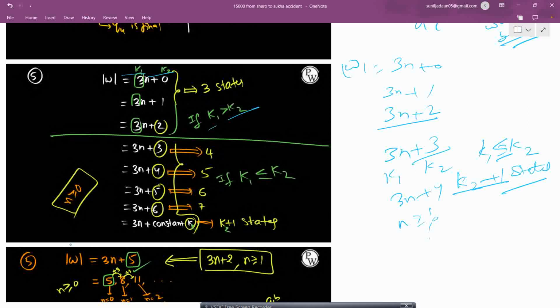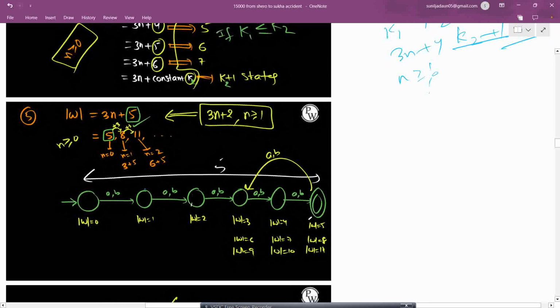Let's see an example from this. Let's say the length of W is equal to 3n plus 5. So what is the minimum length string it can generate? n is equal to 0, so W is equal to 5. So we have to satisfy the minimum string first. So we will make 5 states: 1, 2, 3, 4, and 5.